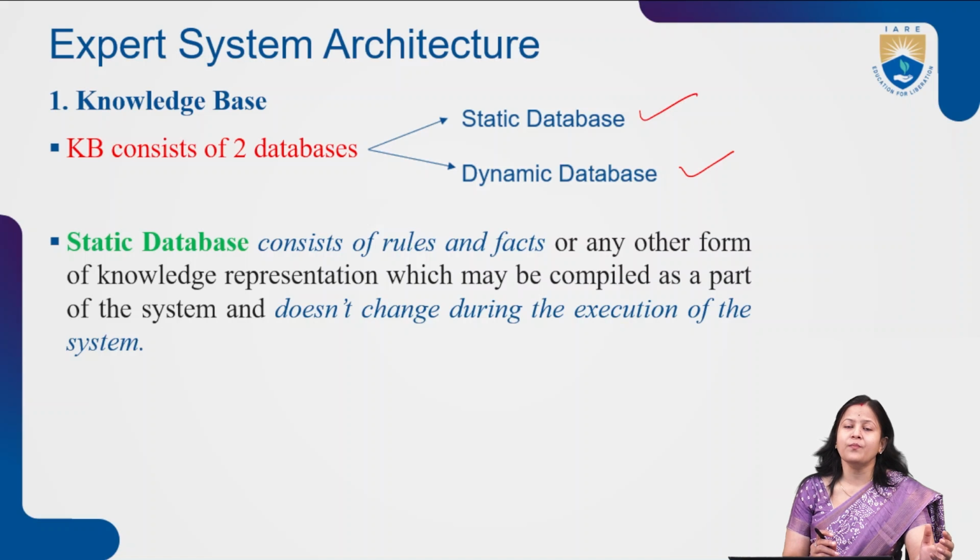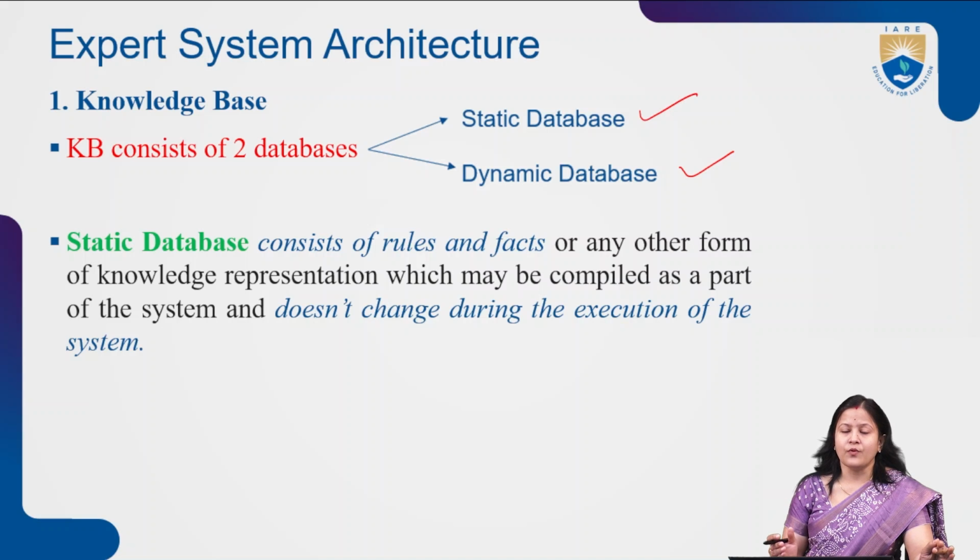As the names imply, static means constant, and dynamic means changing, which can change. Then what is the meaning of the static database and dynamic database with respect to the knowledge base? Both databases consist of rules and facts. That is common to both. The static database consists of the rules and facts, or any other form of knowledge representation, which may be compiled as a part of the system and does not change during the execution of the system.